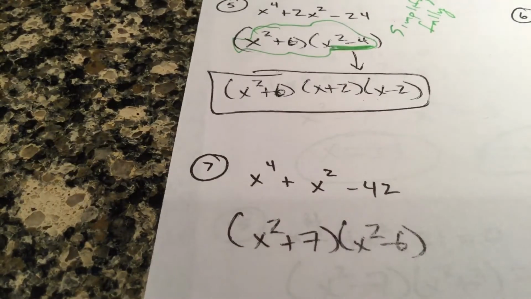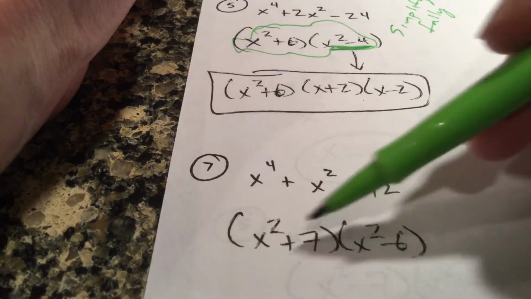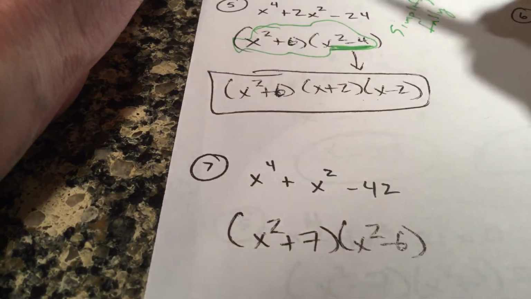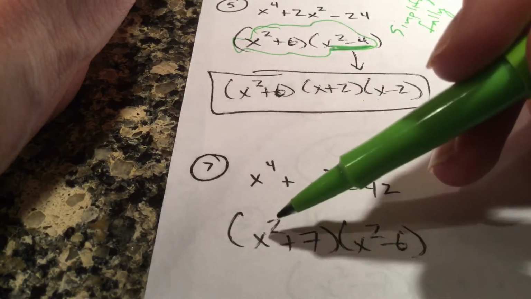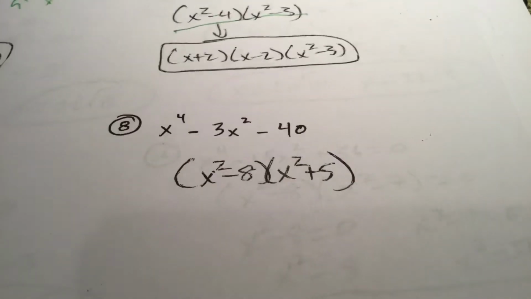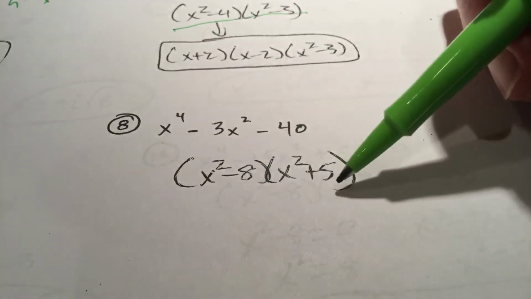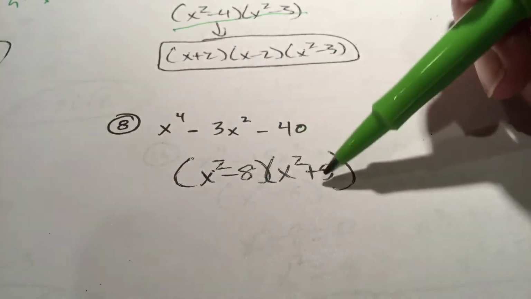On number 7, what multiplies to 42 and differs by 1? Positive 7, negative 6. None of those are differences of two perfect squares. Again, how do you get x to the 4th? It's got to be x squared times x squared. Lastly, number 8. What multiplies to 40 and differs by 3? Negative 8 and 5. x squared minus 8, x squared plus 5.